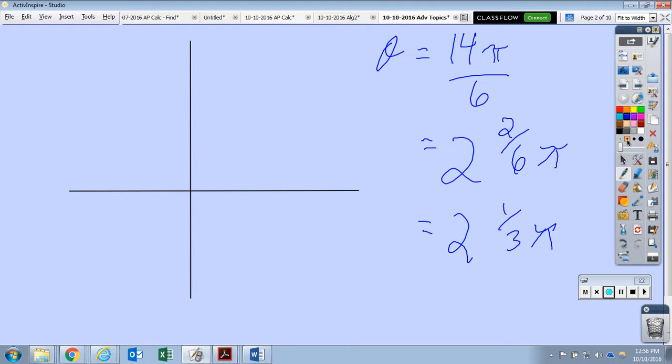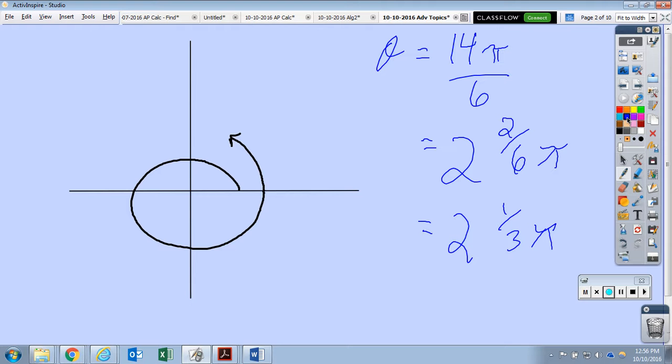So I'm going to go 1 whole rotation, which is 1 revolution, 2 pi. I have 1/3 pi left to go. This is 0 or 2 pi. This is 1/2 pi. So 1/3 pi is going to end up somewhere like here. And then I just graph it.